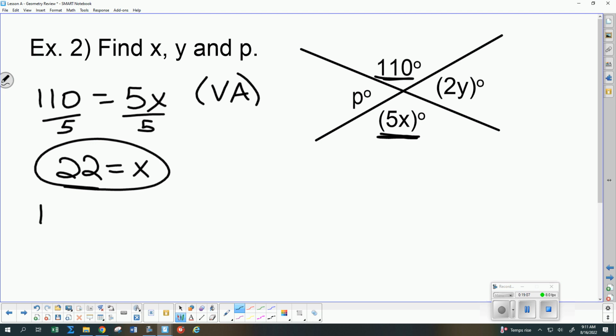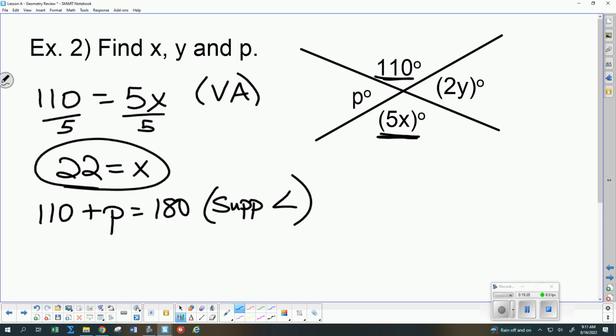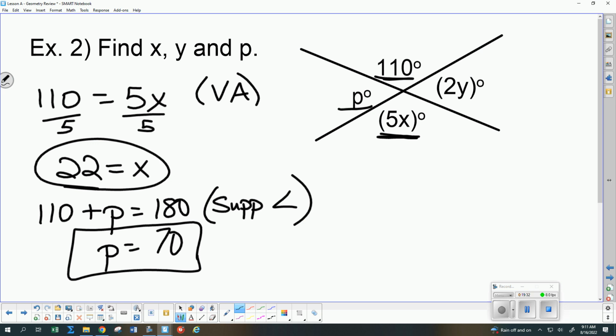Okay, so we can say 110 plus p equals 180 because the outside makes a straight angle, or the 2 angles are supplementary angles. Subtract 110 from both sides. Everybody shout out, what's p? Okay, so now we know p. We still need to get y.